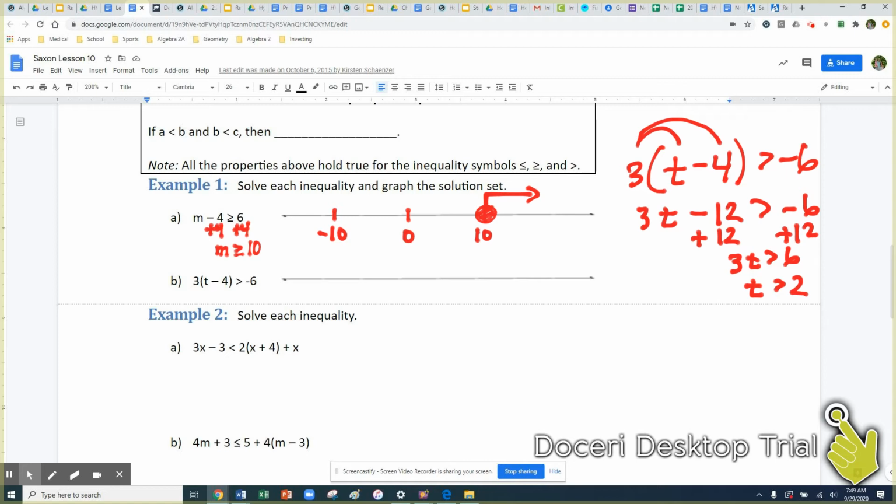Now we're just left with graphing. So again, we can make our 0. Here's where 2 would be. Here's where negative 2 would be. Open dot, t is greater, so I'm going to go to the right. I have an open dot on 2. So 2 isn't a solution, but anything right next to 2 is going to be a solution.